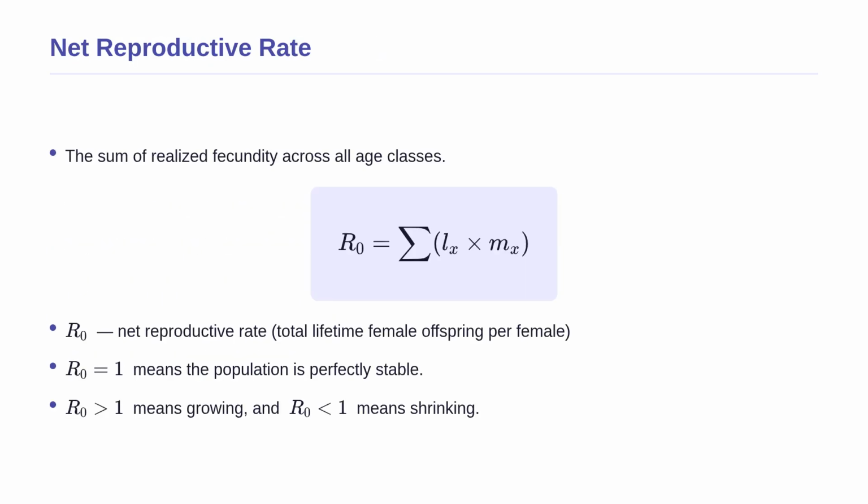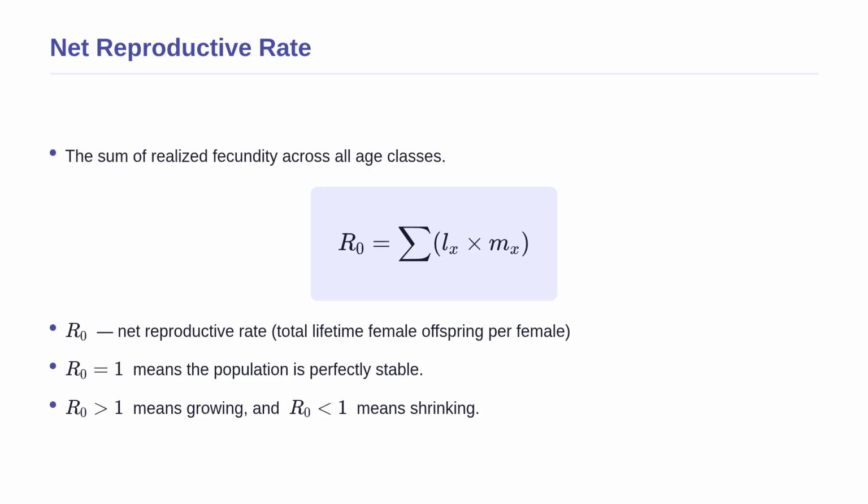This concept of realized fecundity leads us to the most important number in population ecology, the net reproductive rate, denoted by R0. Conceptually, this formula calculates the average total number of female offspring produced by a single female over her entire lifetime. The Greek letter sigma tells us to take the sum of the realized fecundity, lx times mx, for all age classes. We're multiplying the chance of surviving to an age by the birth rate at that age and adding it up for the whole lifespan.